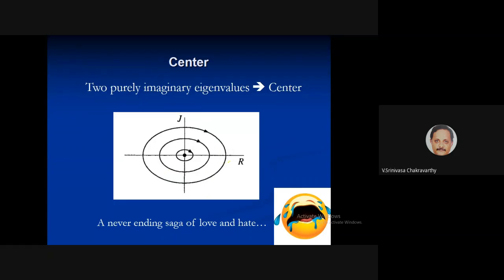Ideally you want both to be in the positive state and they're happily married and all that. But that will never happen. They keep chasing each other. It's a never-ending saga of love and hate. So it's just a funny example of how you can formulate even social dynamics in a mathematical form and arrive at some insights.